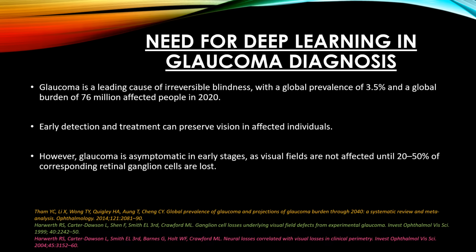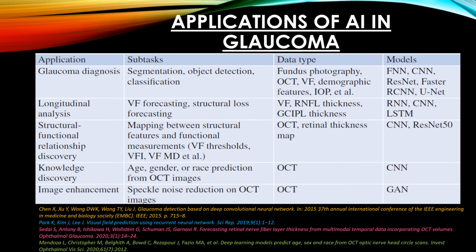However, glaucoma is asymptomatic in the early stages, as visual fields are not affected until 20 to 50% of the corresponding retinal ganglion cells are lost. This is the stage of pre-perimetric glaucoma, where the visual field is still not showing any signs, but we can still catch the disease. So here is where AI has its very pertinent role.